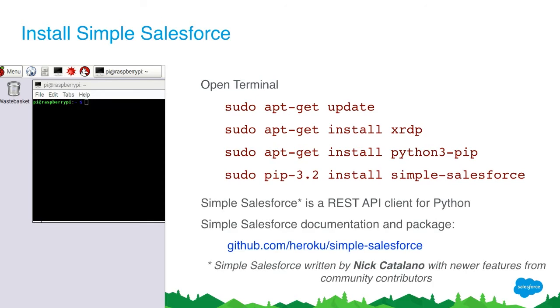So the next line, we're going to actually use this pip utility to install a library called Simple Salesforce. Basically, Simple Salesforce is a RESTful wrapper for Python to integrate into Salesforce. It basically allows us to really simplify our code from 20, 30 lines down to maybe 1 or 2 lines. Simple Salesforce was originally written by a gentleman by the name of Nick Catalano, but is now supported and maintained by the greater community.